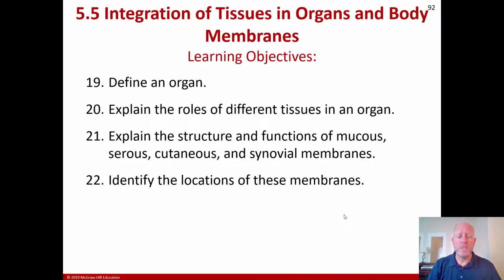Okay, now we're discussing section 5 on tissue organization, now looking at the integration of tissues in the organs and the body membranes. And things you should be able to do after this section is to define an organ, explain the roles of different tissues in an organ, explain the structure and functions of mucous, serous, cutaneous, and synovial membranes, and identify the locations of these membranes.